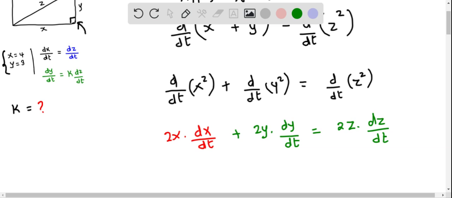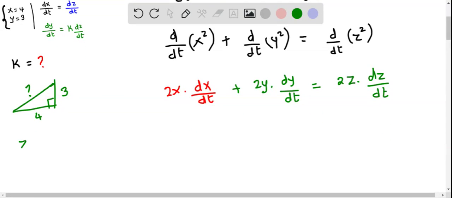Now we know that x equals 4 and y equals 3, but we want to find the corresponding z. So once again we apply the Pythagorean theorem, which says that x squared plus y squared equals z squared. So I mark 4 for the x and 3 for the y. Then I want to find the z.